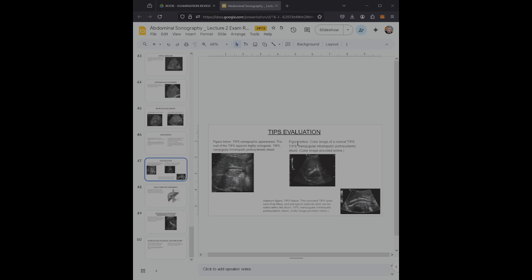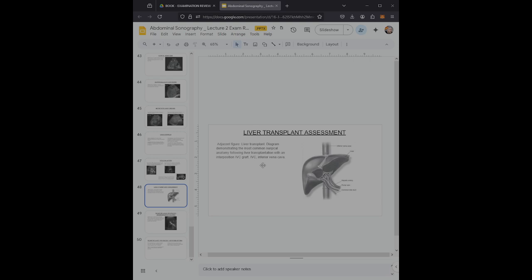and here we are. And this is an example of TIPS failure. The occluded TIPS lacks color flow filling. Next we come to liver transplant assessment.